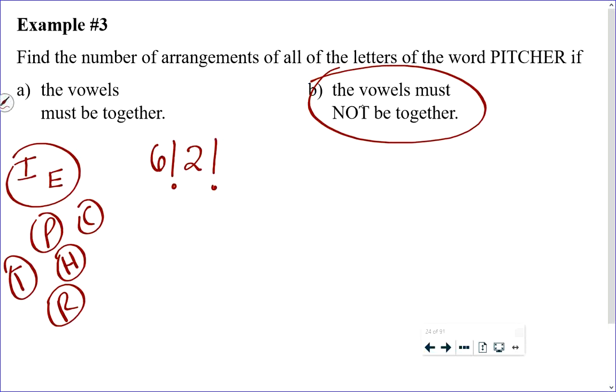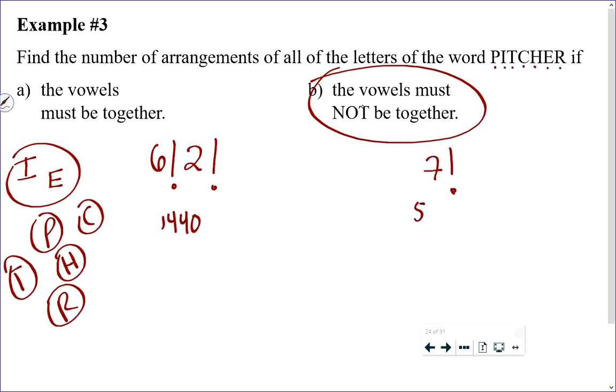On the other hand, 1, 2, 3, 4, 5, 6, 7, 7 factorial is the number of arrangements, period. I don't know what that is. Is that the 5040? Okay. So this is 1440. Yes.